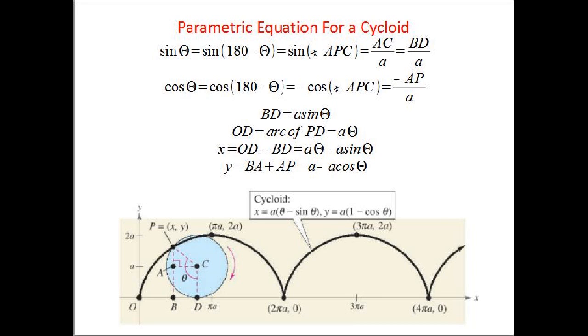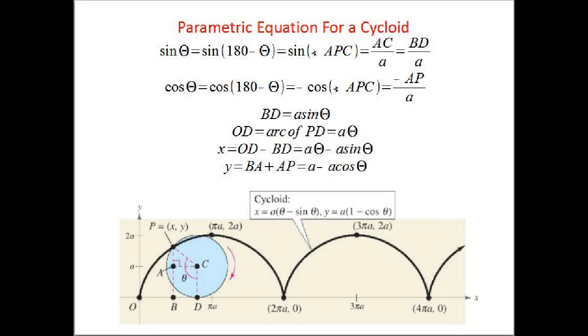Solving for sine of theta. Sine of theta is equal to sine of 180 minus theta, and that is equal to sine of the angle APC. For solving for sine, because it's 180 minus theta, that makes the opposite side AC. So solving for sine, AC over A, because the hypotenuse in this case is the radius, and that is equal to BD over A.